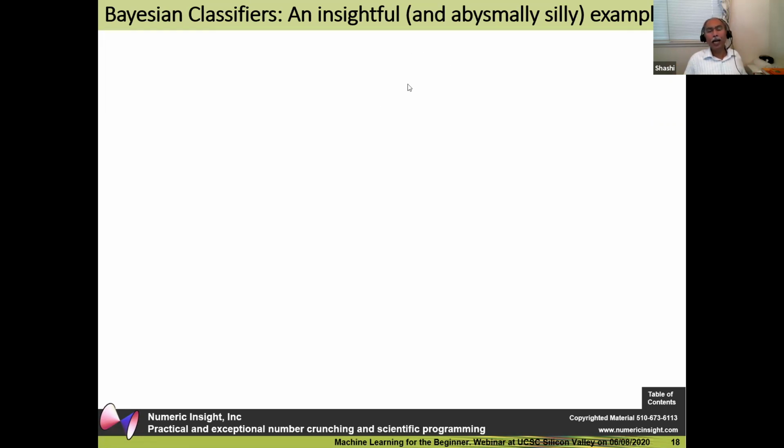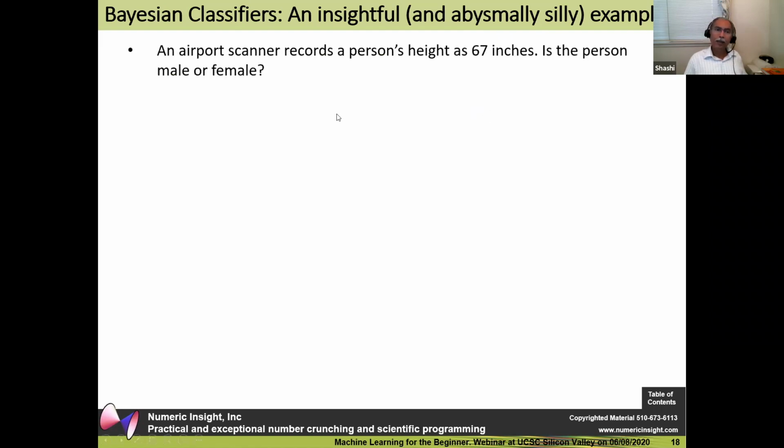This is an insightful, I hope, example, but it is very silly. I warn you, really. So just consider this. An airport scanner records a person's height as 67 inches. Is that person male or female? This seems idiotic to ask such a question. How can anybody figure out based on height alone if the person is male or female? So how do you go about answering such a question even?